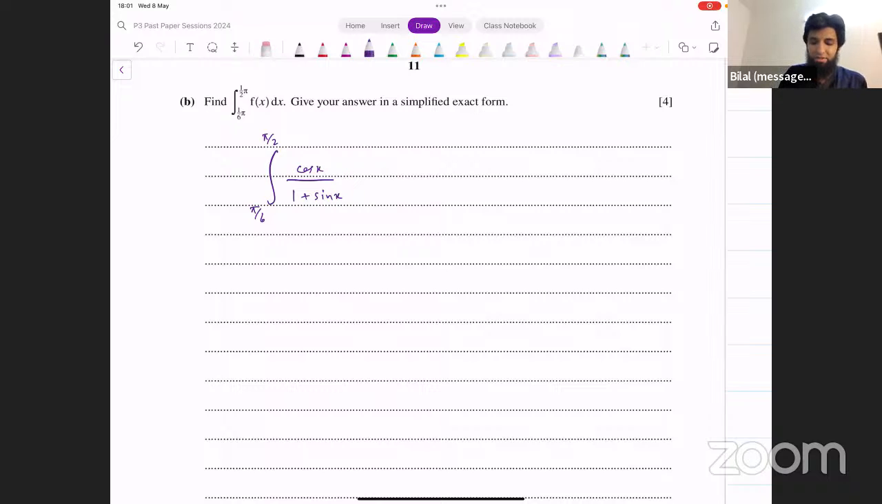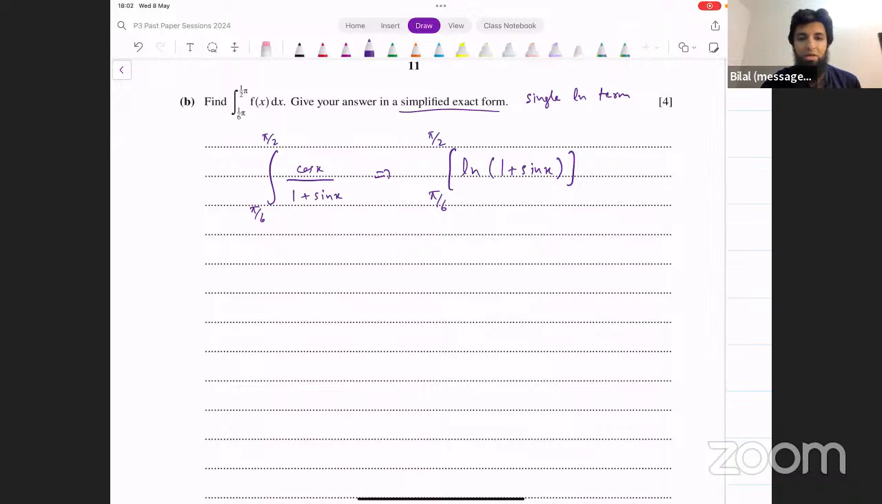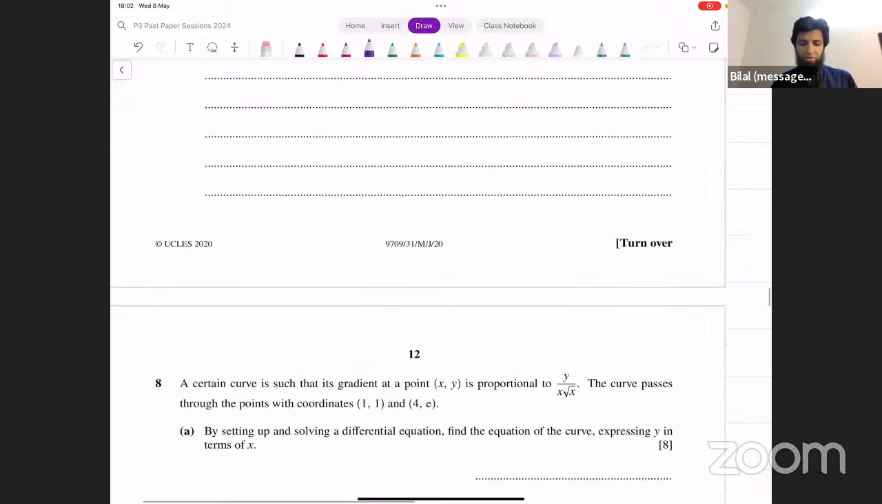So the integration of this is just going to be ln of 1 plus sine x, and then you just have to input the limits from pi over 6 to pi over 2 and write down the answer in exact form. Now, it's a simplified exact form. You need to make sure in your final answer, you have a single ln term. Do not write multiple ln terms in the final answer. You have to convert it to a single ln term. That will have 1 mark at the end. Just make sure that you do that. Applying the division law or the multiplication law, you can do that. Okay, so this is pretty straightforward. I'm sure you should be able to do that.